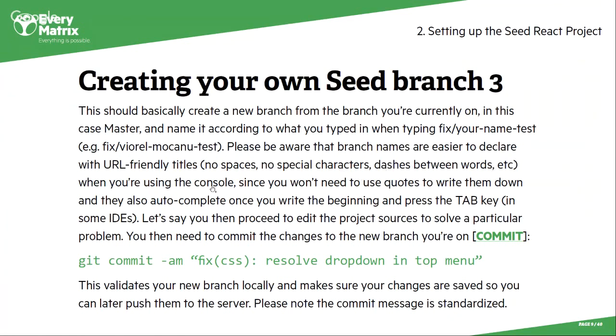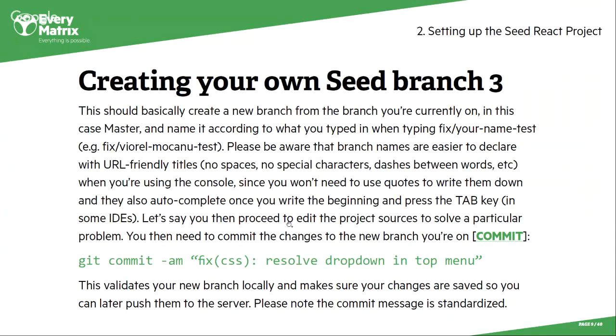When you're using the console, you could just use quotes and declare the branch name differently with spaces and special characters, but we won't do that because it's much easier to use a URL-friendly version of the name of the branch, since some IDEs auto-complete it when you press the tab key and you want to use that branch for something.